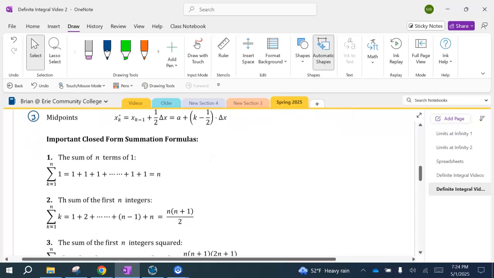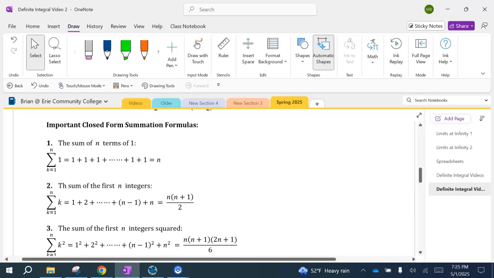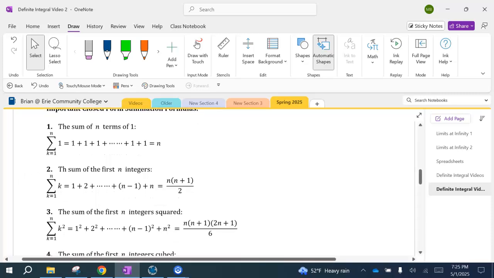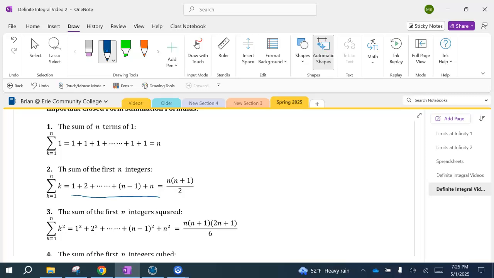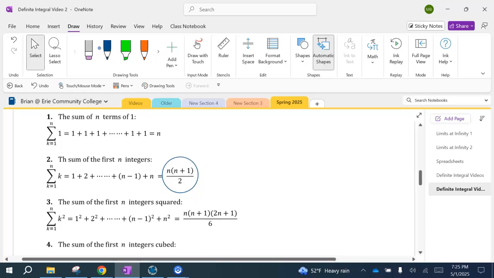have to know some important closed-form summation formulas. If you add up 1 plus 1 plus 1 n times, you get n. Not too surprising there, but that's just a small one that's not covered in most books. If you add up the first n integers, it turns out that adding those values together comes out to exactly this expression right here, n times n plus 1 divided by 2. A little bit surprising there.